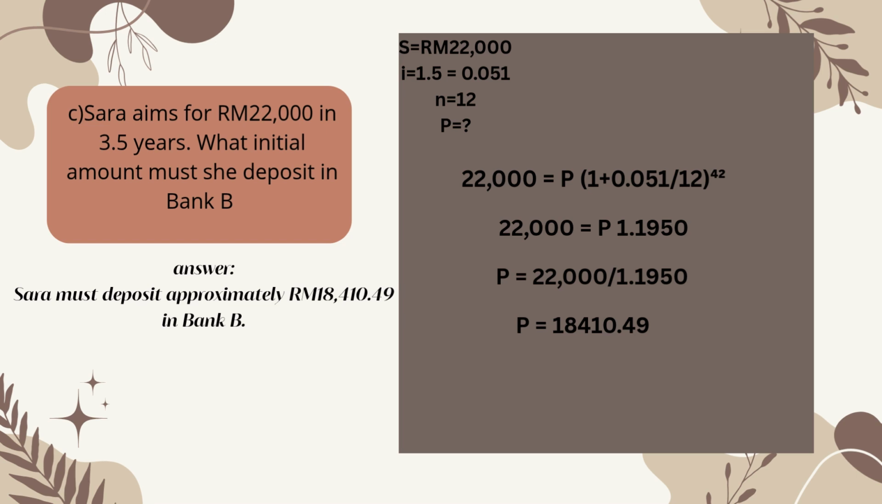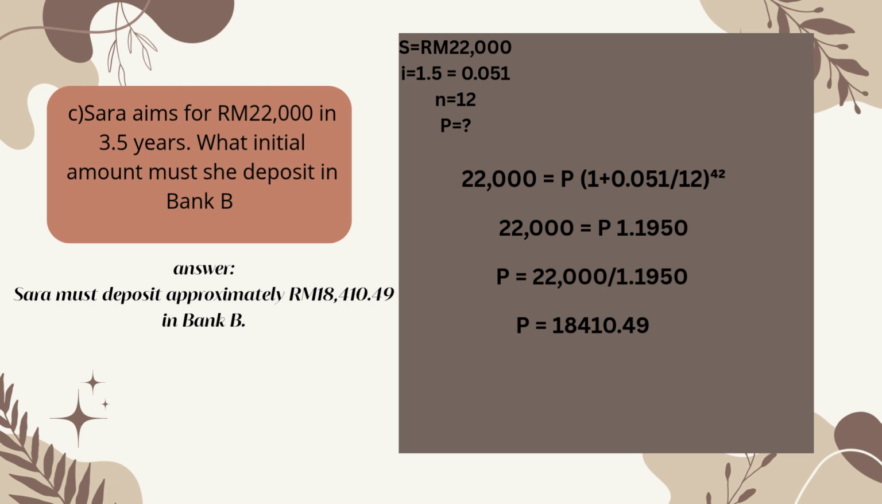The question is, Sarah aims for RM22,000 in 3.5 years. What initial amount must she deposit in bank B? So the information given is S equals RM22,000, I is 1.5, N is 12, and P we need to find. 22,000 equals P, open bracket 1 plus 0.051 over 12, close bracket, power of 42.